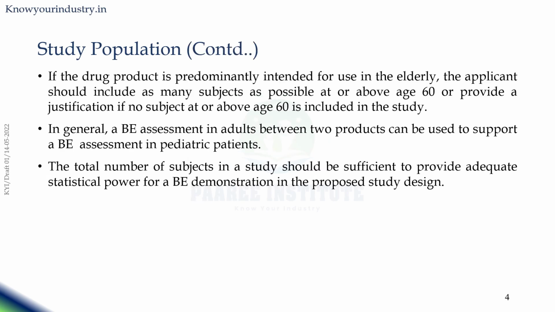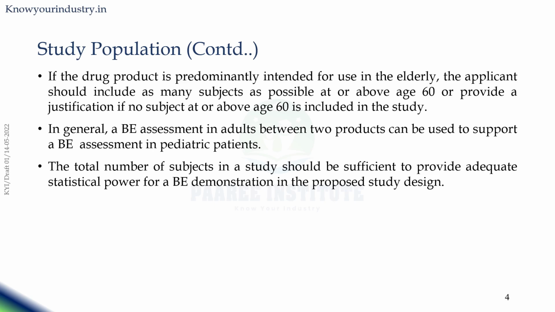For the study population, in case the drug product is predominantly intended for use in the elderly, the applicant should include as many subjects as possible at or above age 60, or provide a justification if no subject at or above 60 is included in the study. This is a very rare case that we have not seen in the Indian scenario of bioequivalence studies. If a drug really works after the age of 60, it should also work at ages less than 60. So most of the studies in India are carried out in the age range of 18 to 45 years in male populations.